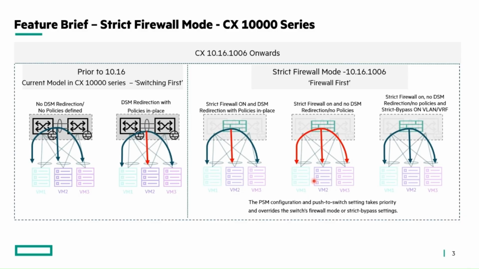Lastly, I just wanted to highlight that the PSM configuration and push to the switch from the PSM, the redirection one, takes priority and overrides the switch firewall mode or strict bypass settings which I just explained. If you already have DSM redirection and policies in place and you now enable strict firewall on the CX, it does not hamper the redirected traffic. It would still go ahead with the policing.